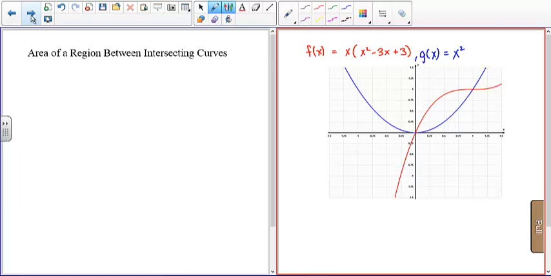Anyway, it looks like the red curve is greater than the blue curve. So let's verify that. It looks like it intersects at x equals 0 and x equals 1.